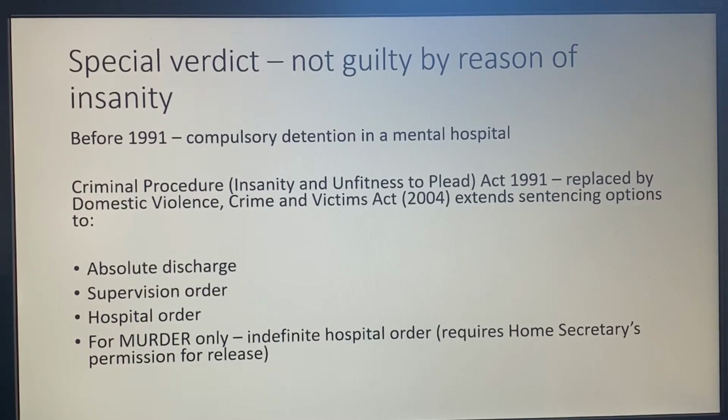Since the Domestic Violence, Crime and Victims Act 2004, this has extended the sentencing options. That's actually overruled the Criminal Procedure (Insanity and Fitness to Plead) Act 1991, which you can see there. So the law now is the 2004 Act, and it set out 4 new sentencing options. Number 1 is an absolute discharge, so you can be completely free to go. Number 2 is a supervision order. Number 3, a hospital order where you have to go to the mental hospital. And 4 is for murder only. It is an indefinite hospital order, and you have to have the Home Secretary's permission for release, and that's obviously in very extreme cases.